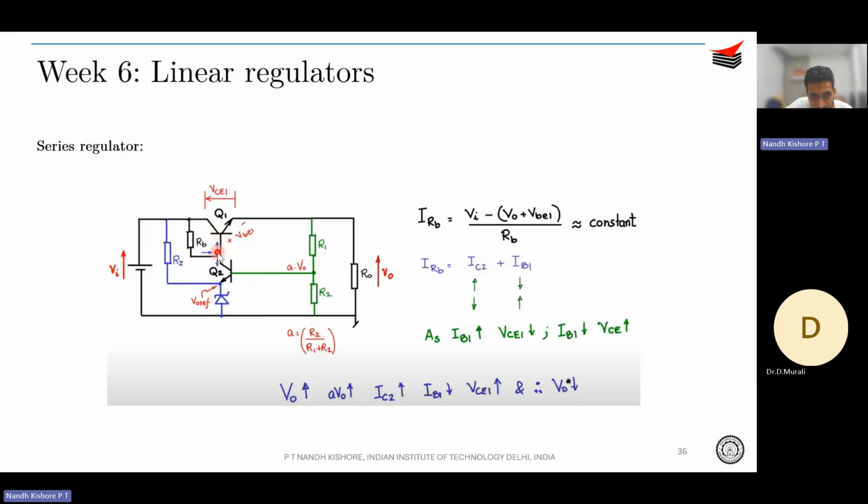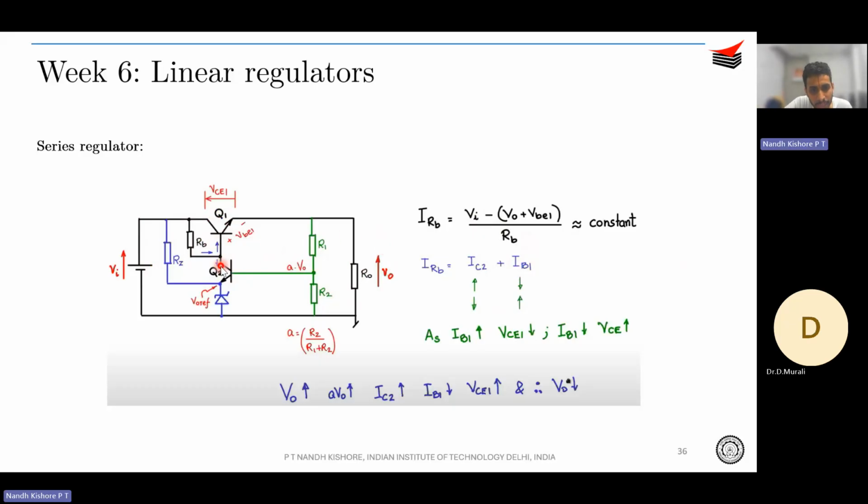If your IB1 decreases, then there will be more and more drop across Q1, right? Because we have seen for a BJT, if your base current or the driving current is lesser, the drop is going to be more. Okay. So your base current decreases, therefore VCE drop increases. If your VCE drop increases, V0 will decrease. Just by KVL, V0 will decrease. So this is kind of an automatic feedback mechanism that you have. Okay.